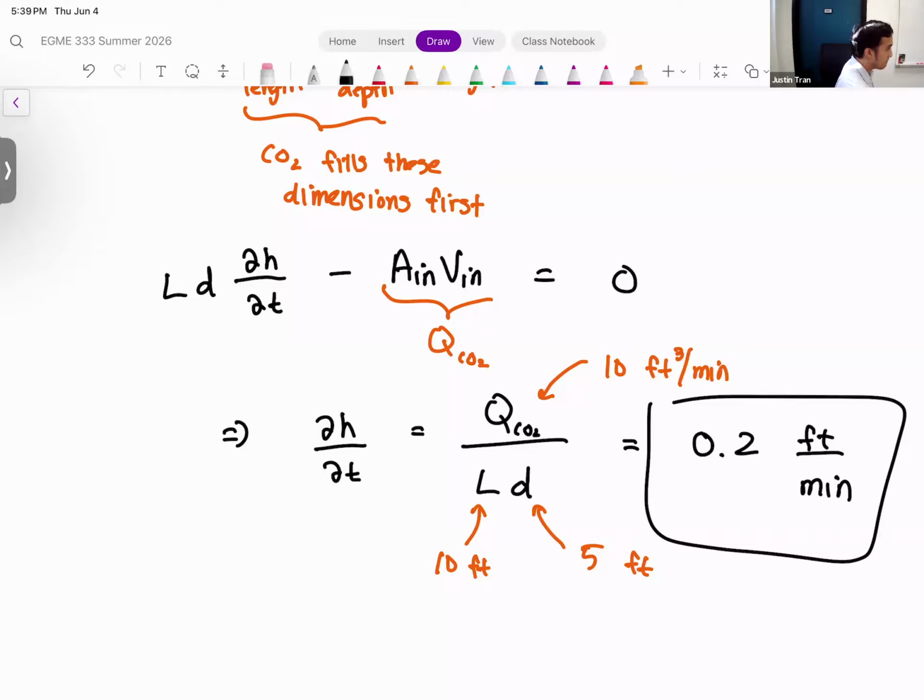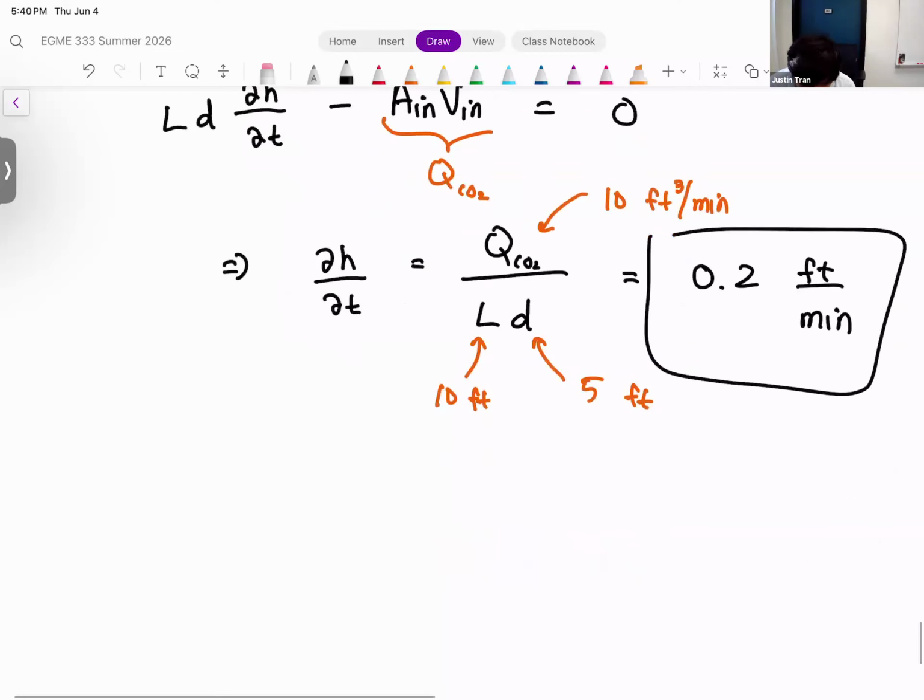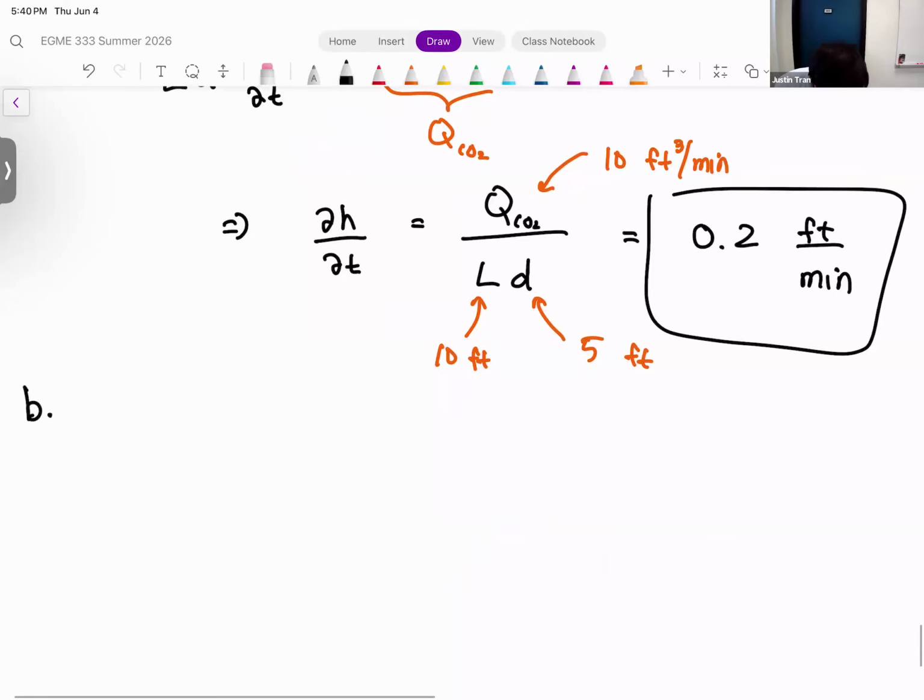Okay. All right. So then let's do part B. I do have a couple more examples, but it's a little bit awkward. So let's do part B and then we'll end a bit early today. Okay, so part B asks us, now that we know the rate at which the height of CO2 is gaining, let's find out how long it takes for the height of CO2 to reach 6 feet.